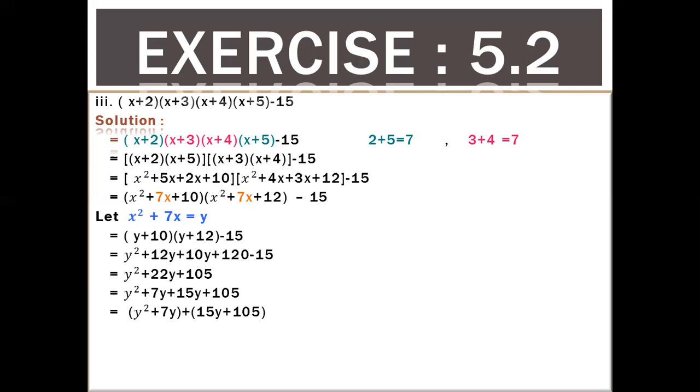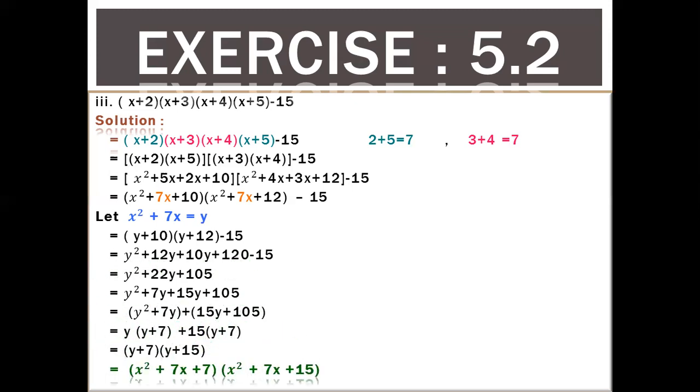7y, 15y is our required number. When you multiply them, you get 105, and when you add them, we get 22. Again, make the partners: y square, 7y, 15y, and 105. Take y common from the first bracket and 15 from the second one. (y + 7)(y + 15) is the required factorization of y square plus 22y plus 105.